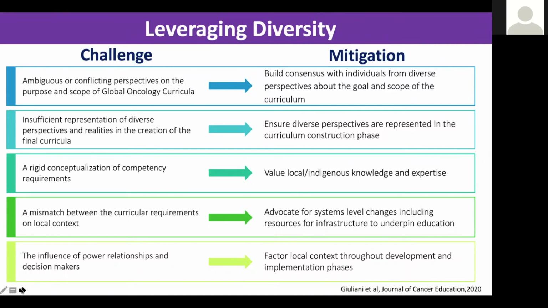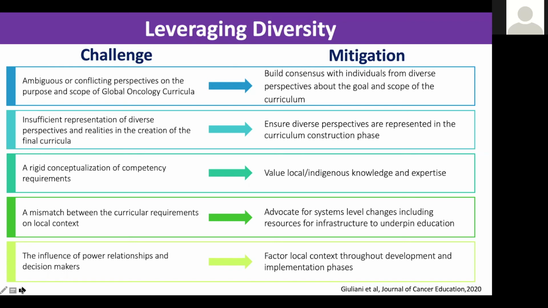The next is a rigid conceptualization of the competency requirements. So what is considered needed for independent practice in one country may not be what is considered needed for independent practice in another country. And who is right? That's a very complicated concept. The fourth challenge was the mismatch between curricular requirements and local context. A very tangible example of that is the length of training that would be considered the minimum length of training for a radiation oncologist. Many of us are familiar with 5-year training programs. Many documents talk about that. But that is very much not the case in many countries in the world.